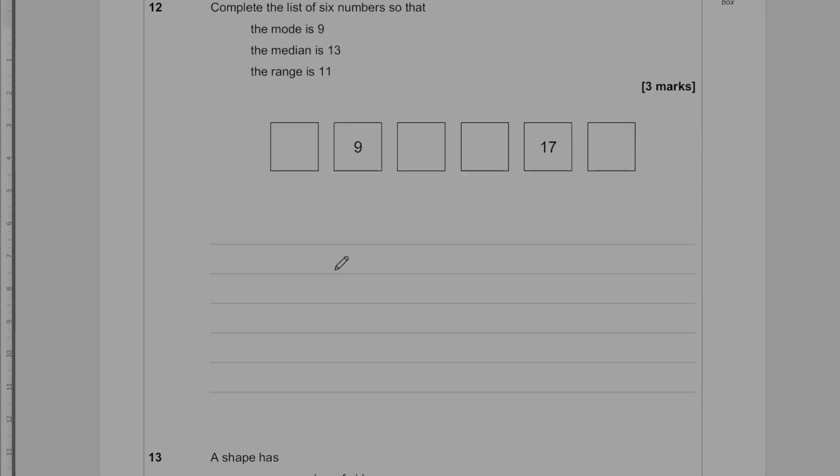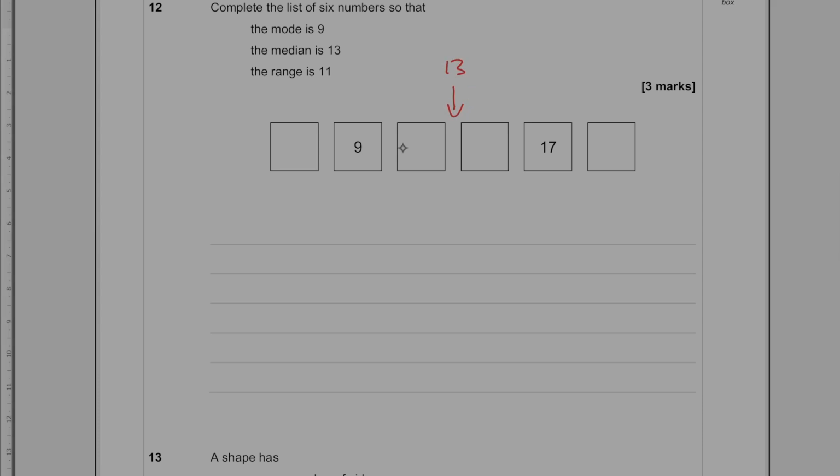Okay, question 12. Complete the list of 6 numbers so that the mode is 9, the median is 13, and the range is 11. So we need at least one extra 9. The median is actually going to fall slap bang in the middle, so that needs to be 13. Let's say he got another 9, and then that is 4 below the median. So we need a number that's 4 above the median.